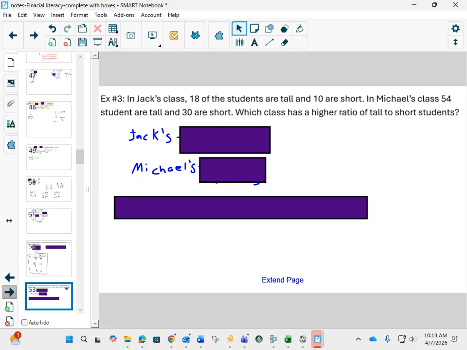We should do a show of hands for who thinks the higher ratio is Jack's or Michael's. Do we understand what they mean when they say the higher ratio? Yeah. Okay, like if there was another class with 9 tall people and only 1 short, that would definitely be the highest ratio. There's way more tall than short.